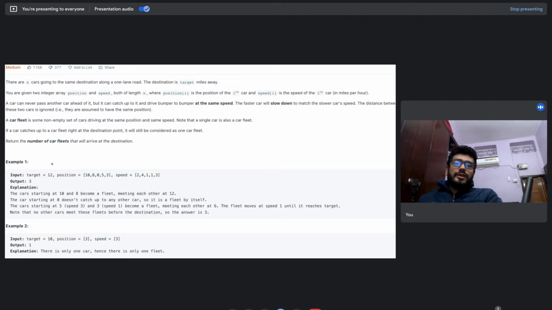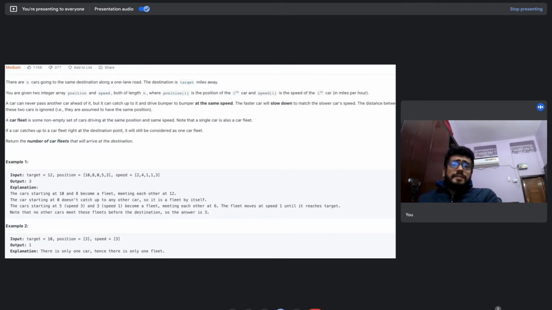Now you can assume this as a number line starting from 0 till target, and there are some cars that are positioned somewhere in between 0 and the target. You have been given the value of the target, the position of each of the n cars, plus the speed of each of these cars. Now all these cars are moving towards the target with some specific speed.